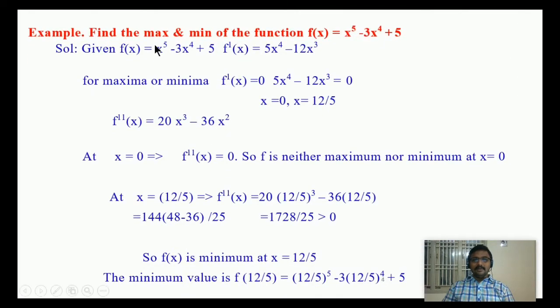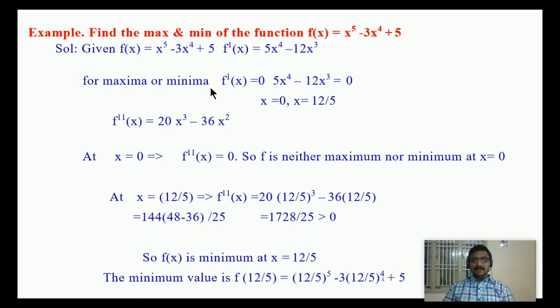Example: find the maxima and minima of the function f of x is x power 5 minus 3x power 4 plus 5. Given function, let it be f of x. The derivative of f of x with respect to x is f dash of x. X power 5 derivative is 5x power 4, minus 3x power 4 derivative is minus 12x cube. The derivative of x power n is n into x power n minus 1. So derivative of x power 5 is 5x power 4. Derivative of x power 4 is 4x cube.